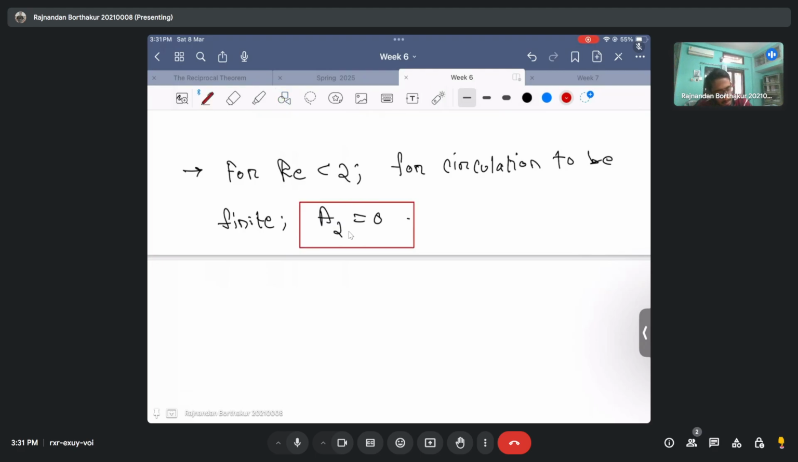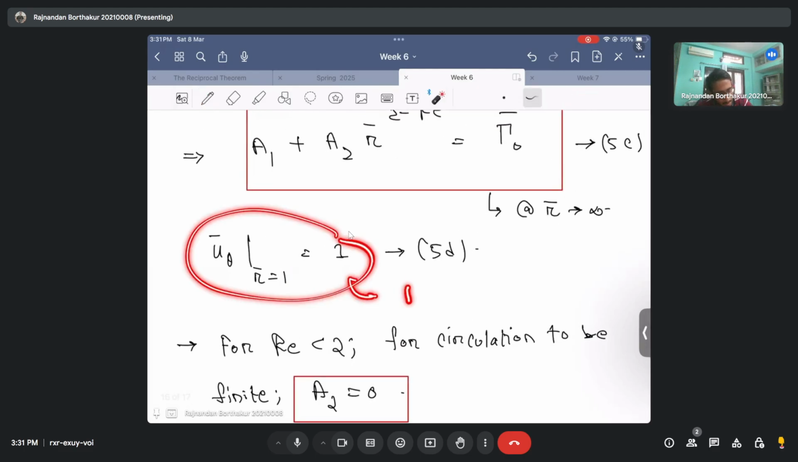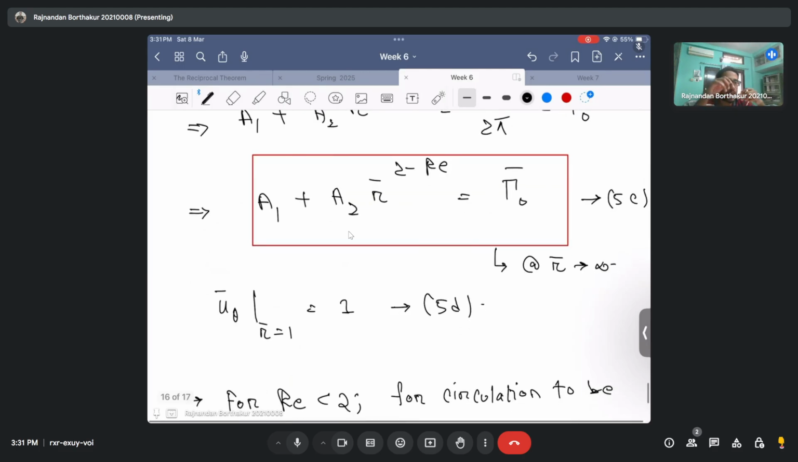And then you can use the boundary condition on the surface of the cylinder to get the value of a1, which means that we have reached a closed form solution for a greater parametric space of the Reynolds number. Now we can go up to the fact that when Reynolds number is equal to 2, analytical solutions are possible if we use the fact that my circulation is finite at far field, and that's how we have proved.